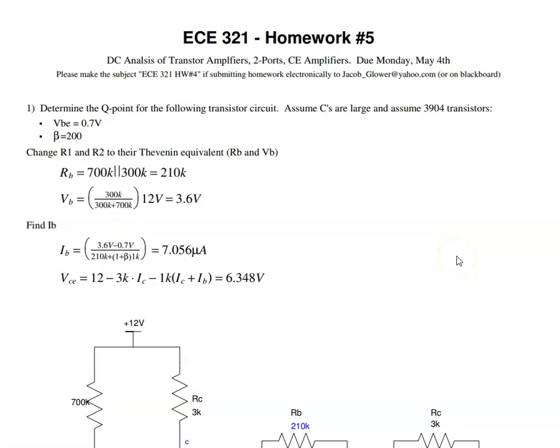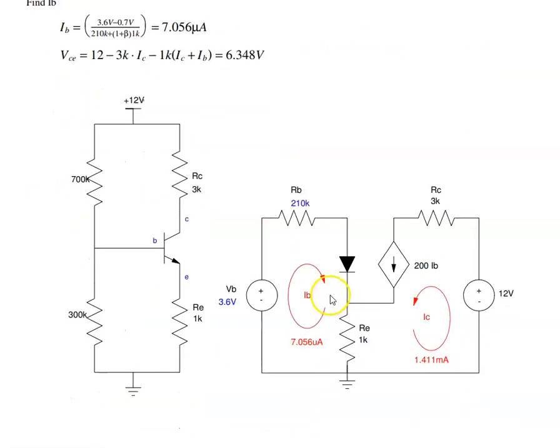This is the solution to homework set number 5 for ECE 321, Analog Electronics. The first problem is analysis of the DC operating point of a transistor amplifier. The trick with DC analysis is to replace R1, R2, 300K and 700K, with their Thevenin equivalent. The Thevenin voltage, by voltage division, is 300 over 300 plus 700 times 12, which is 3.6 volts. The Thevenin resistance, looking left, is 300K in parallel with 700K, which is 210K.